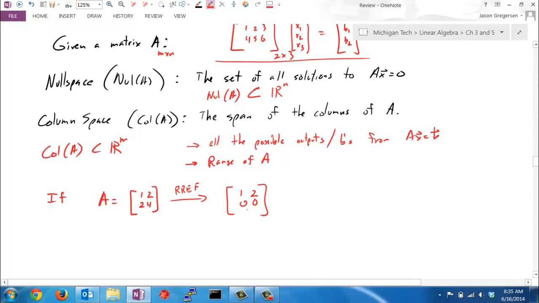And so this is going to tell me both about the null space and the column space. It tells me about the null space because the null space is just the solution of that homogeneous equation. I should put a 0 vector up here, of course.